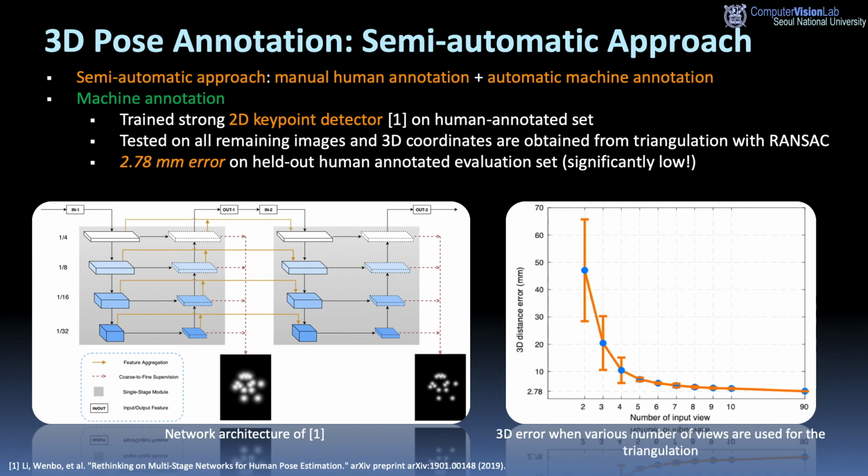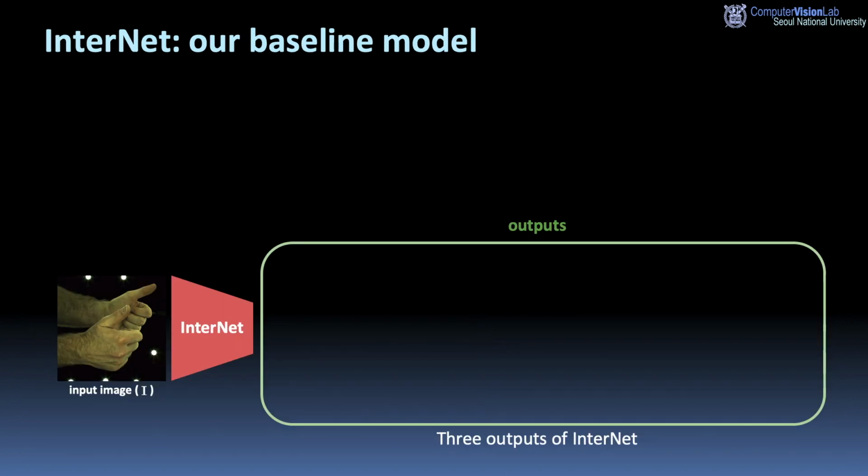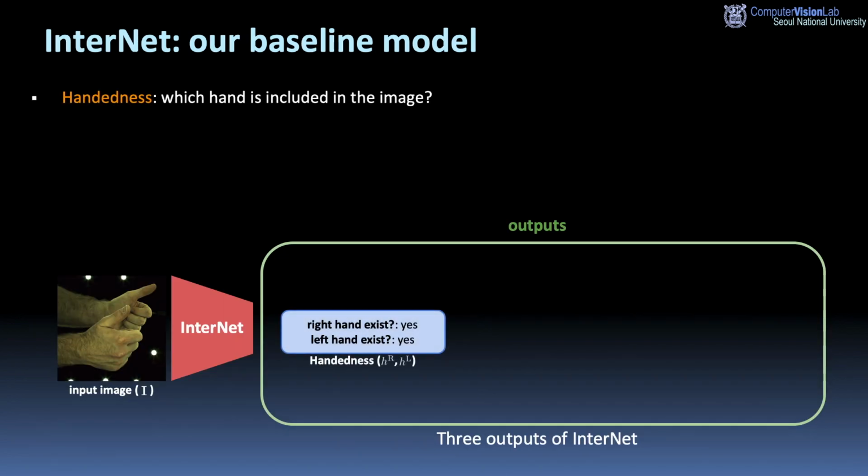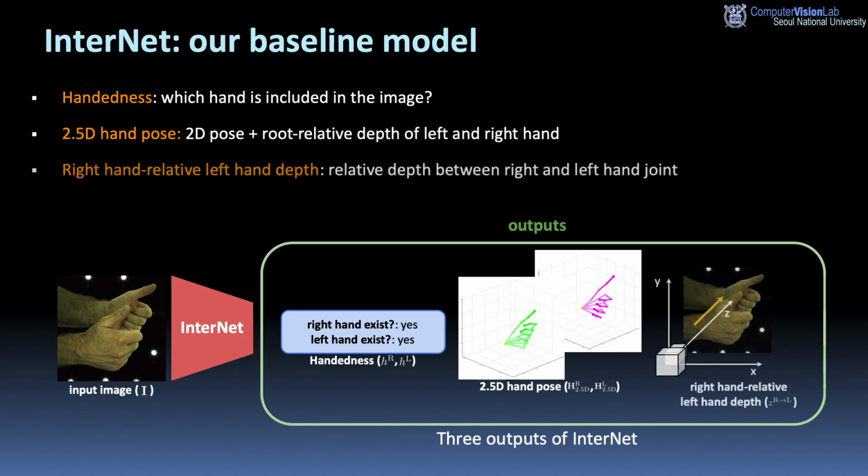Our machine annotator achieved 2.78 mm error on the held-out human annotated evaluation set, which is significantly low. Our baseline model, InterNet, predicts handedness, 2.5D hand pose, and right-hand relative left-hand depth. The handedness tells us which hand is included in the input image. 2.5D hand pose is a combination of 2D pose and root-relative depth of the left and right hand. Right-hand relative left-hand depth is a relative depth between the right and left hand joints.